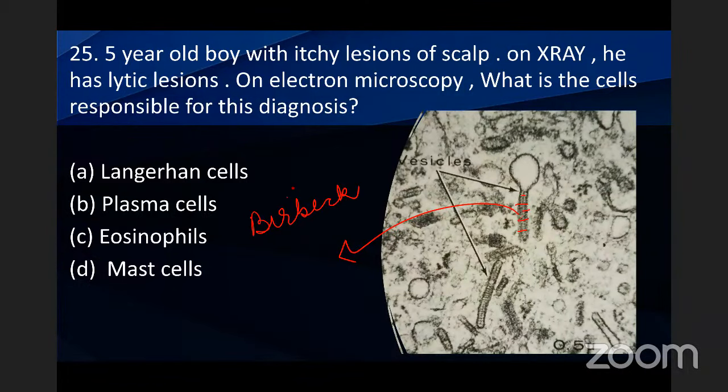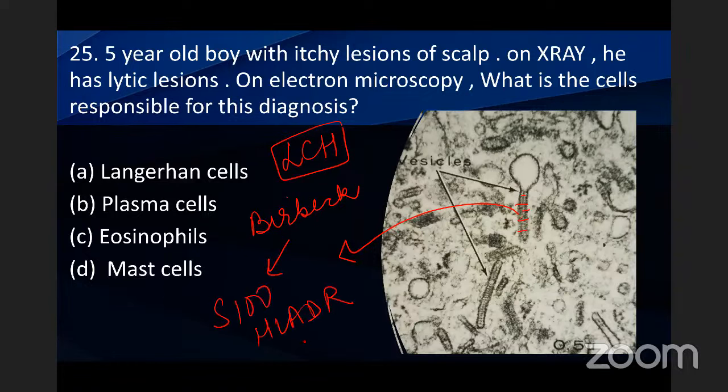Please remember, they are typically seen in Langerhans cell histiocytosis. If you have to identify them, what is the CD marker that you will use? You can use S100, HLA-DR, CD1a and Langerin, that is CD207. So these are the markers which are used for Langerhans cell histiocytosis. That should be very, very clear to everybody.